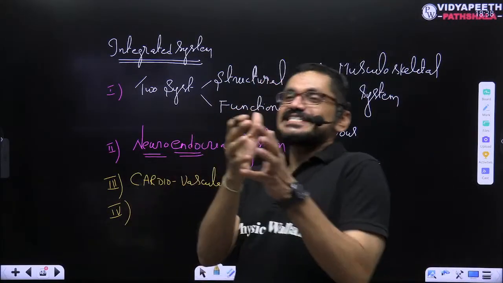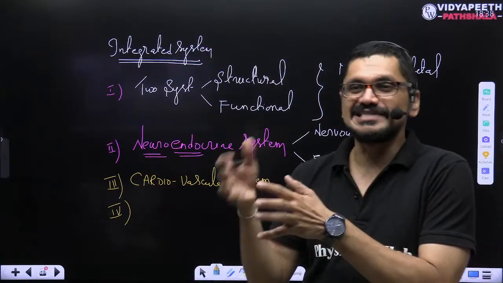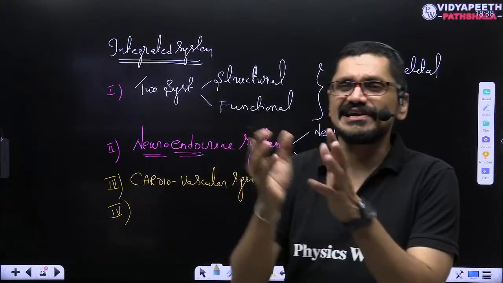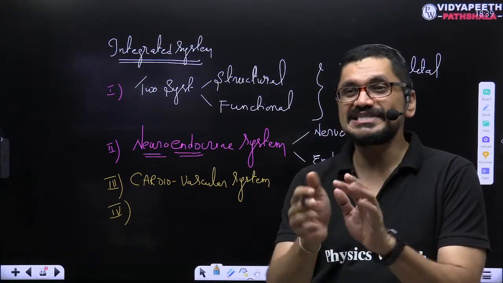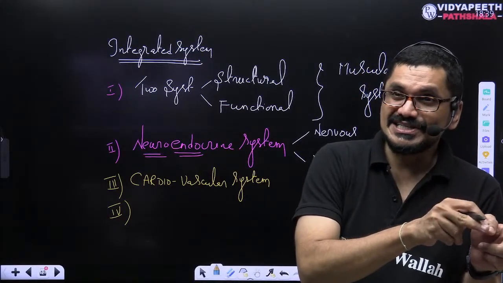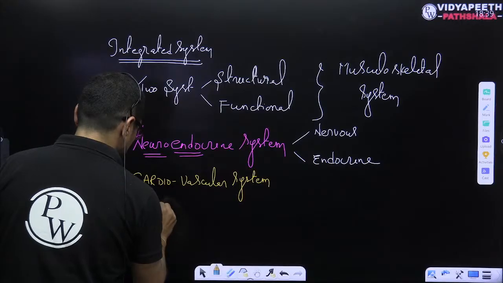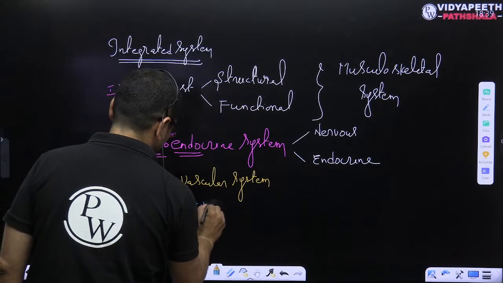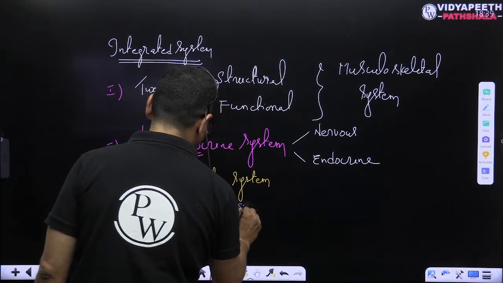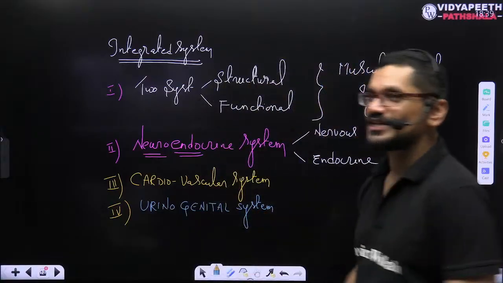Okay, so the excretory system is closely related to the genital system. Why? Because there is so much of content. Excretory system is related to genital system. So urinary system is related to genital system. So it comes under urinogenital system. The urinary system and genital system are working together.